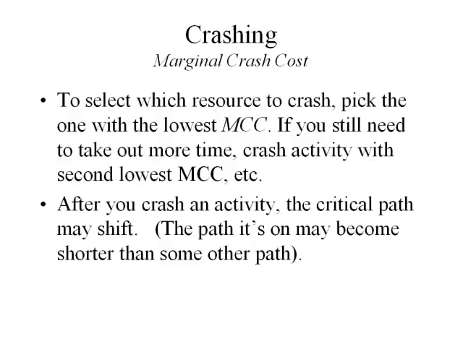So, again, to select the resource to crash, you want to pick the one with the lowest marginal crash cost. If crashing that first resource doesn't give you all the time that you need, maybe the activity has an estimate of 4 days, and the most we can possibly crash it is 1 day, so we can get it down to 3 days. But if we want to shave 5 days off our project, we're going to need to crash some other activities too. So we would select them in order, beginning with the one with the lowest marginal crash cost, then moving to the next lowest, and so on.